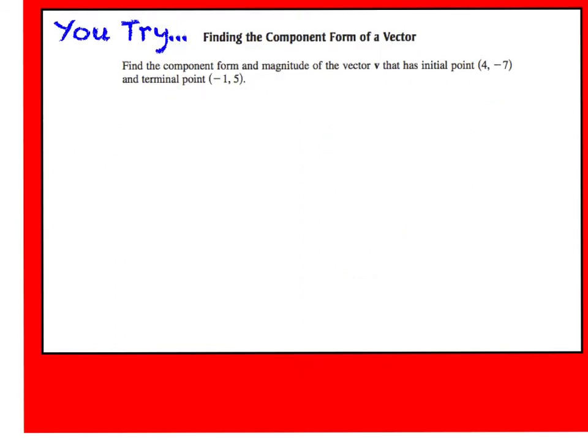You try this one. How do I find vector v? So you do parentheses, 4 minus -1. No. The other way. Why is it the other way? Terminal minus the initial. So my terminal is -1 minus 4, comma 5 minus -7. All right. So what is my vector v? -5, comma 12.